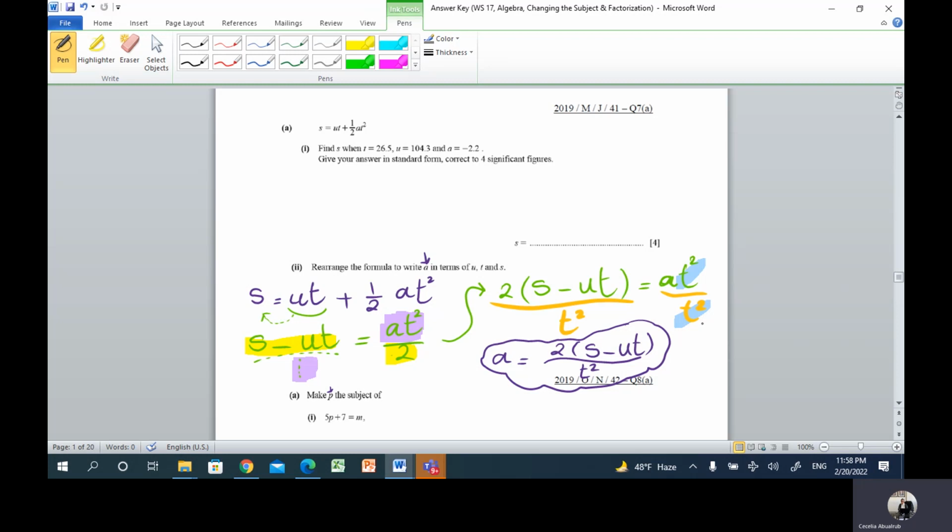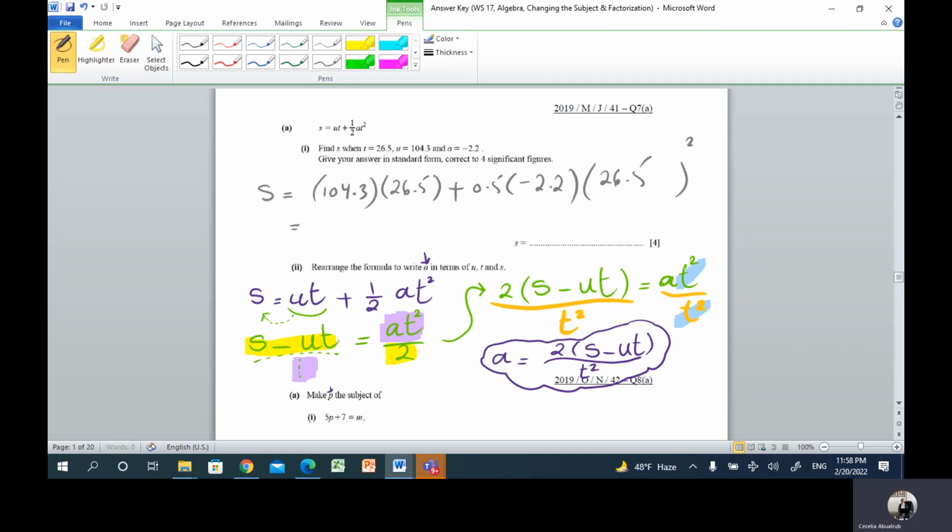Okay, once again, here they want us to substitute the values. So s is equal to ut plus 1 over 2 at squared. u is equal to 104.3, ut means u times t, and t is 26.5, plus 1 over 2, which is 0.5, times a, which is negative 2.2, times t squared. So we open a bracket to the power of 2, and inside we place the value of t, which is 26.5.